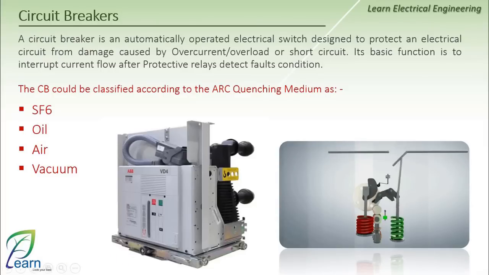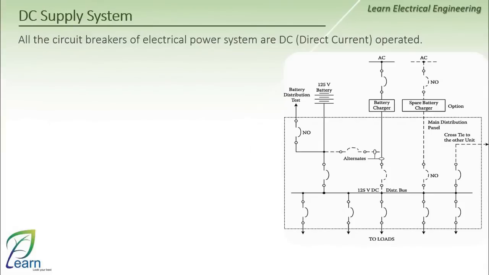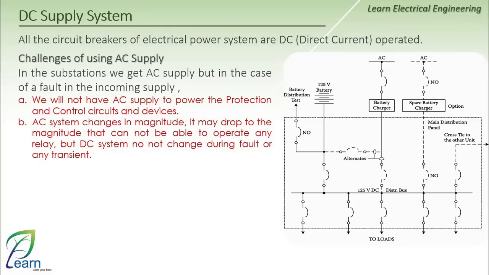The third element is the DC supply. The DC supply voltage is used for powering the control and protection circuits in the stations. So the question now is, why don't we use AC supply? Of course, I could use the AC supply available at the station to power the control and protection circuits. But there are 2 problems with using the AC supply. Firstly, if the primary supply at the station fails, I won't have a supply to power the control and protection circuits. Secondly, if there is a fault in the system, the voltage level might drop, and at that point, it might not be sufficient to operate the protection or control circuits.